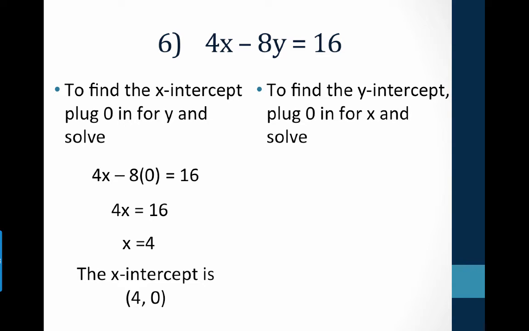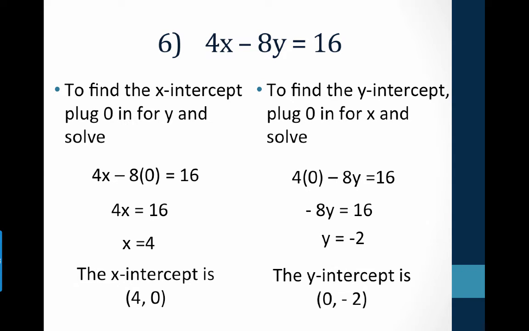To find the y-intercept, plug 0 in for x and solve. So put 0 in for x. That will give us -8y equals 16. So y is equal to -2. Therefore, the y-intercept is 0, -2. And again, pause so you can go through and do the math and work this out yourself too.